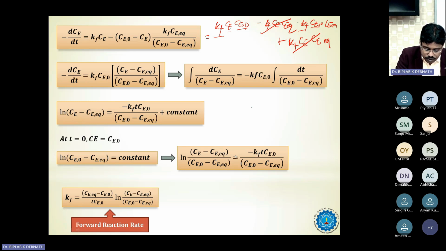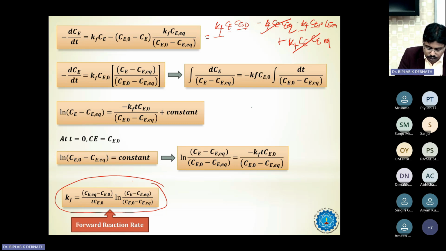So the forward reaction rate Kf is equal to C equilibrium minus C naught, minus is actually taken care of, divided by t into C naught into ln of C minus C equilibrium divided by C naught minus C equilibrium. So this is basically the forward reaction rate of a bimolecular reaction.